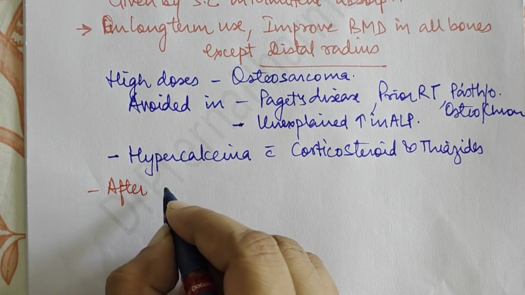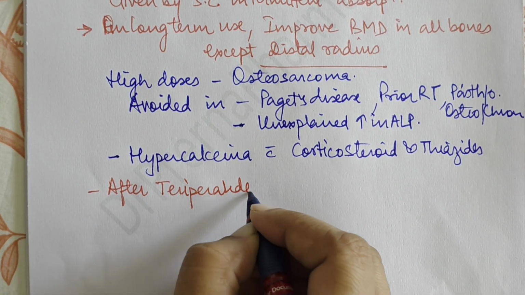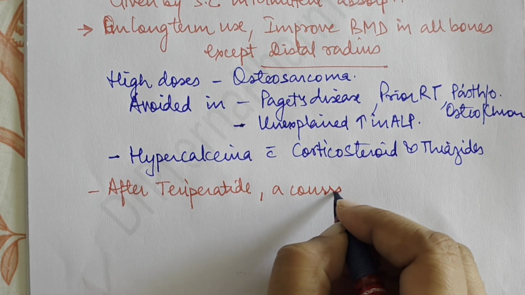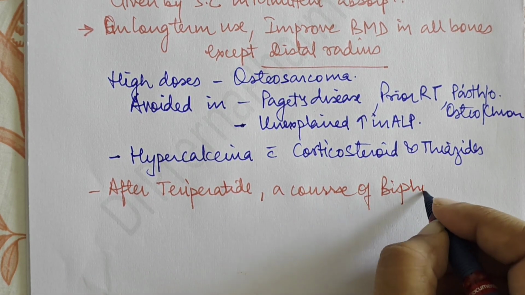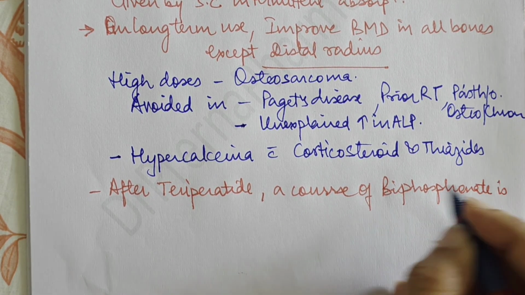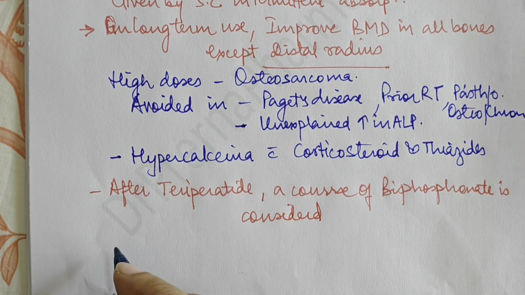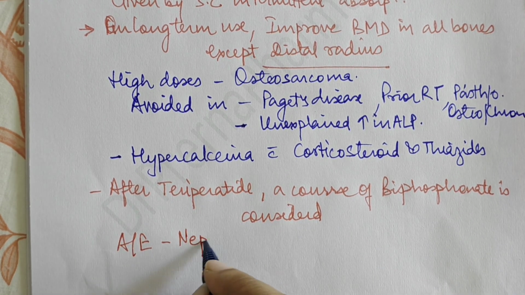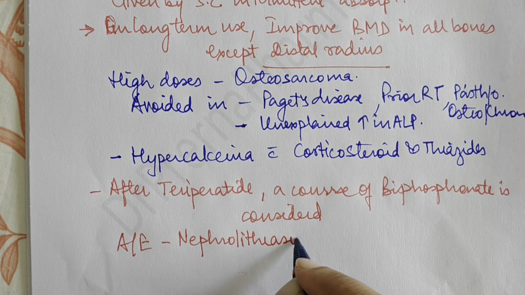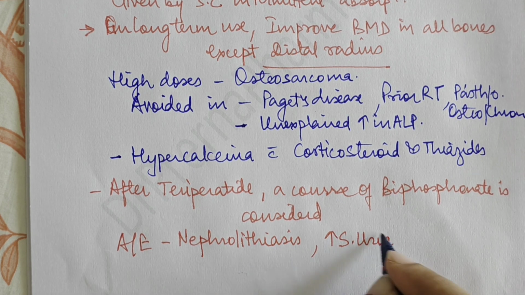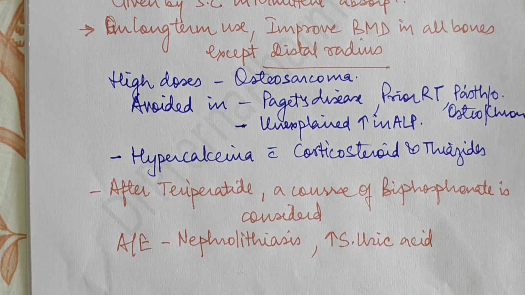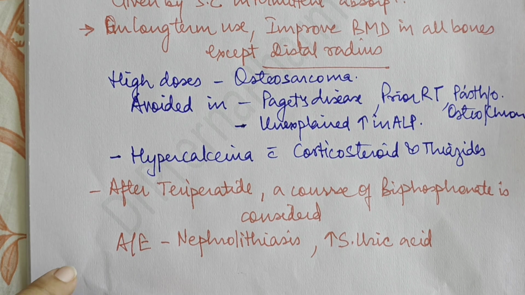Then after giving teriparatide, a course of bisphosphonate is always considered, right? What are the adverse effects? Adverse effects include nephrolithiasis, and it also increases the serum uric acid. So this is about teriparatide.